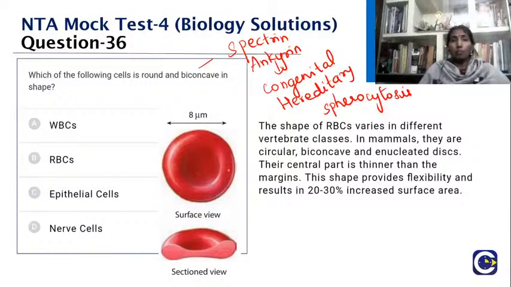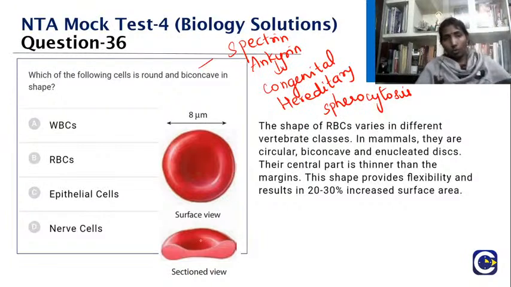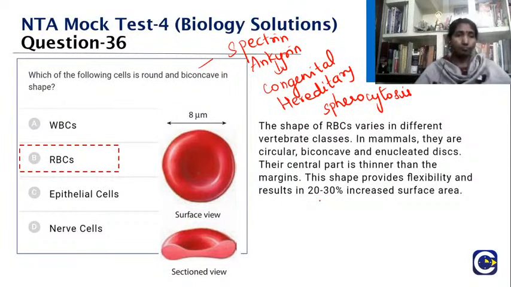These two proteins are important to maintain this shape. If the shape is not maintained, the cells become more spherical. Once they pass through the blood capillaries, what will happen? They just get ruptured, leading to anemia. The central part is very thin, thinner than the margins. That gives more flexibility, increases the surface area, etc. So that should be the answer.